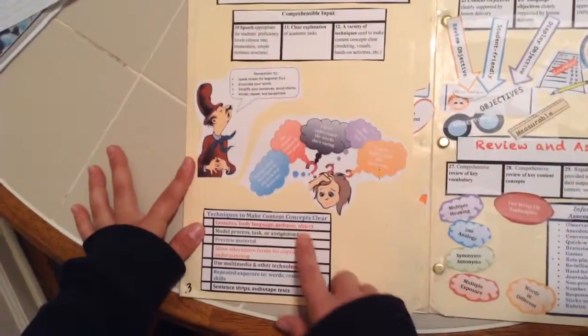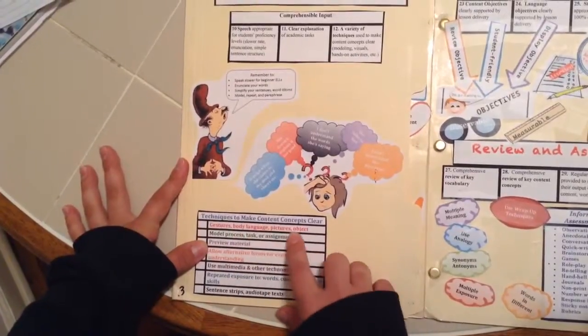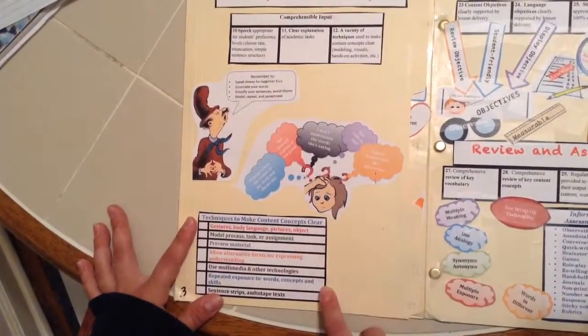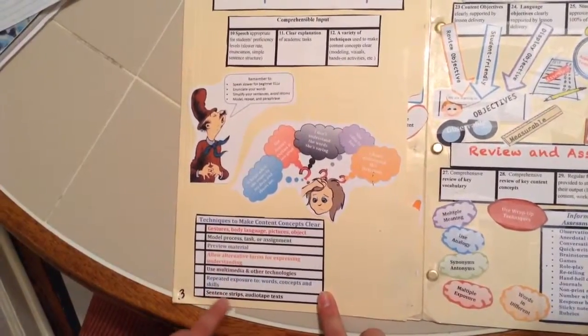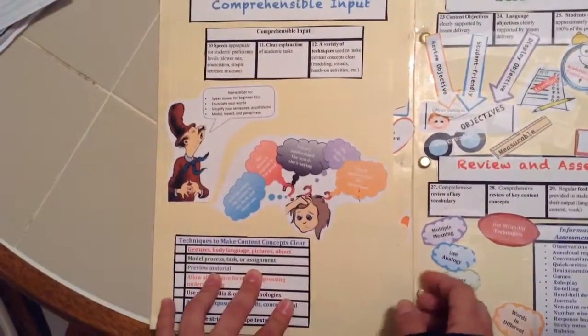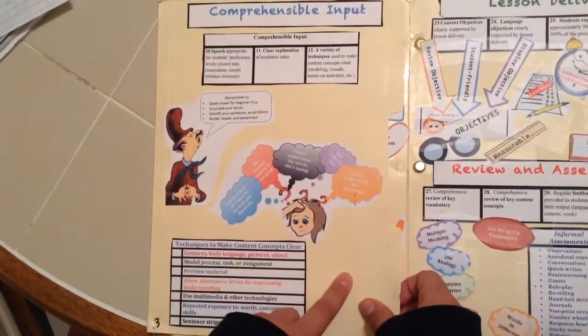We can look at these techniques to make content concepts clear: using gestures, body language, pictures, objects, model, process, task, or assignment, preview materials, sentence strips, just things like that to help our students understand what we're saying. We need to remember to talk slow and pronounce our words very clearly.